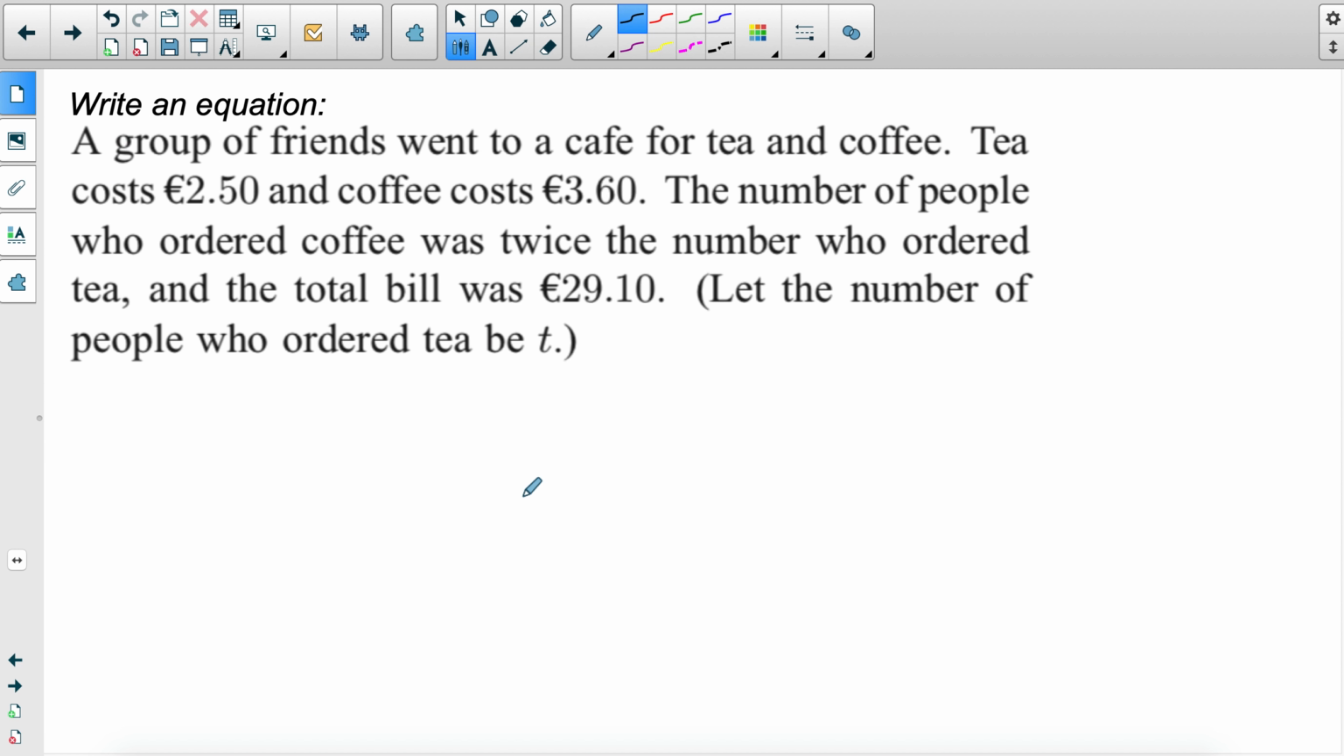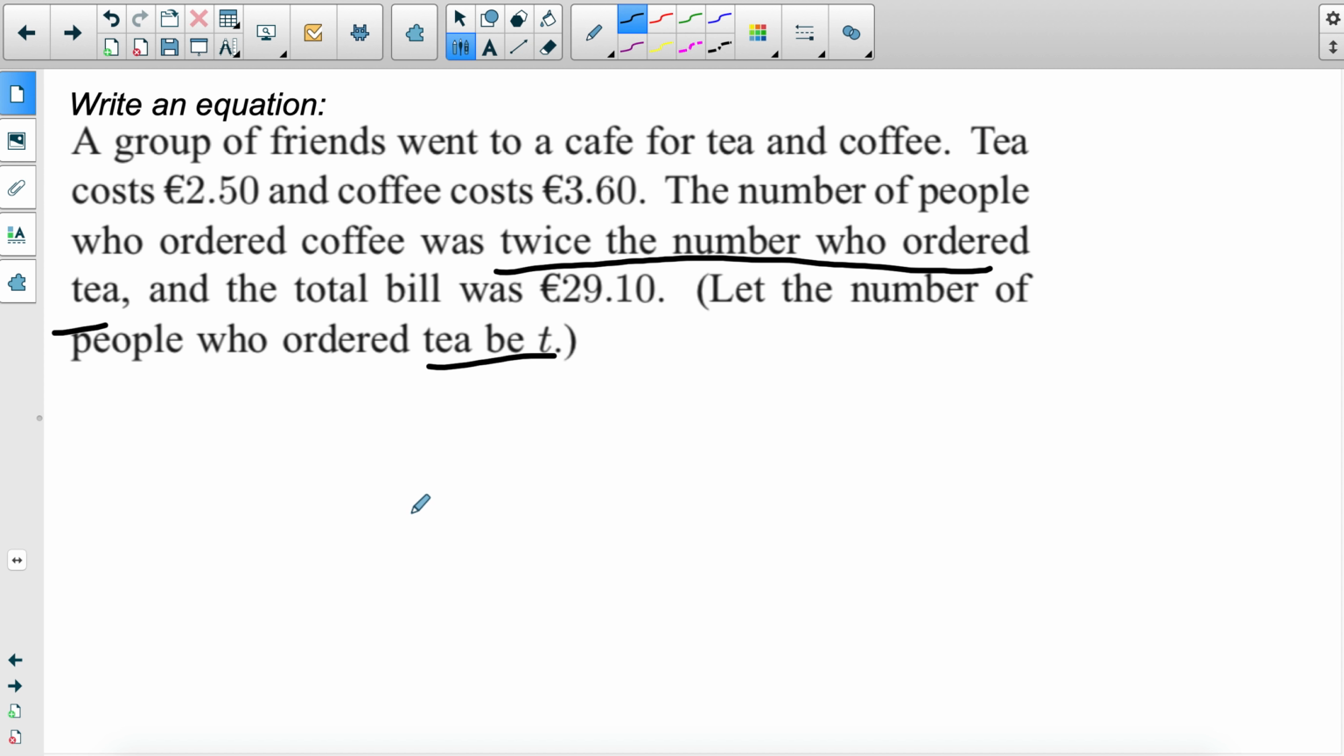The third one as well, write an equation. So we have a group of friends who went to a cafe for tea and coffee. Tea cost €2.50, and coffee cost 3.60 euros. The number of people who ordered coffee was twice the number who ordered tea. So again, we have a relationship here between the variables. And the total bill was 29.10 euros. So let the number of people who ordered tea be T.